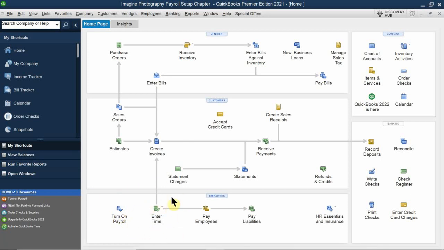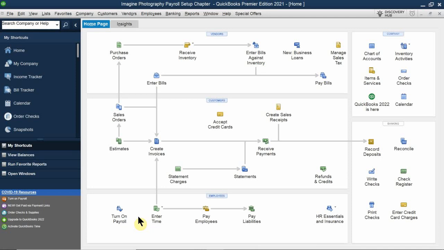Then we're going to enter time. This is where the timesheet is, which we took a look at yesterday. Basically, if an employee needs to fill out their time, you locate the employee, the time, and the week that you're recording the hours for, and you just record them accordingly. And this is automatically converted and transferred right over to paying your employees.